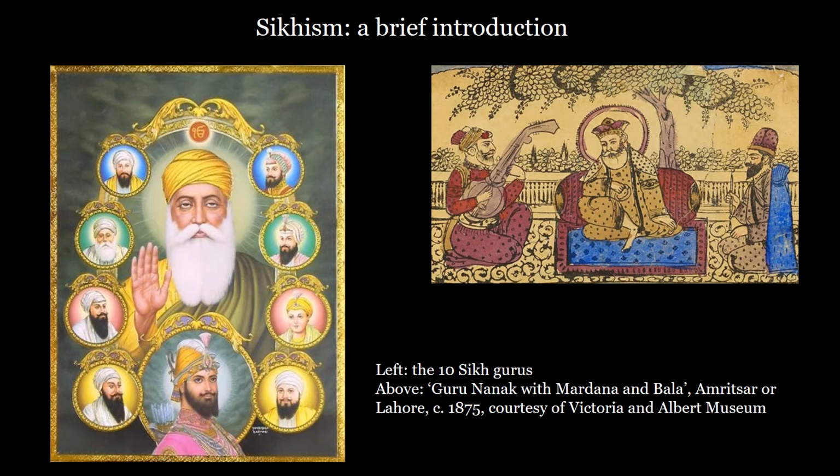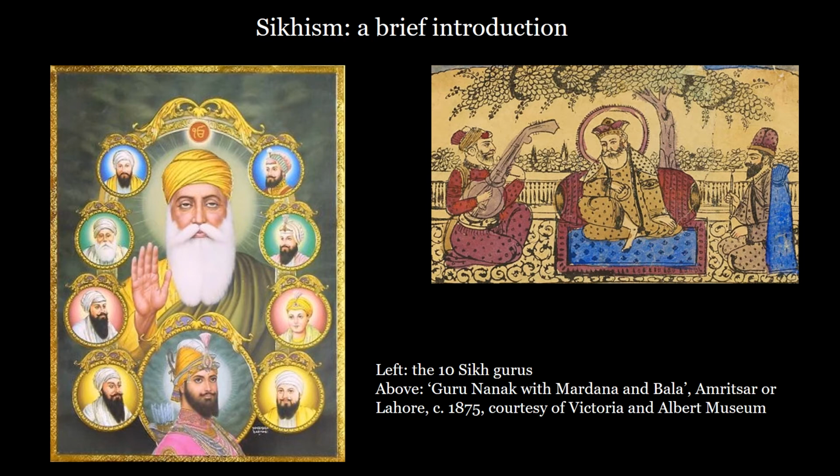Nanak dies, but is replaced by a new teacher or leader, and eventually a line of 10 gurus lead the community. Sikhs worship in places called gurdwaras. So they don't worship in places called temples, they worship in places called gurdwaras. After the last guru's death, guidance is no longer sought in the form of a guru or a teacher. It's sought from the main book or the core text of Sikhism, which is called the Guru Granth Sahib. And this continues to be one of the ways that Sikhs practice.